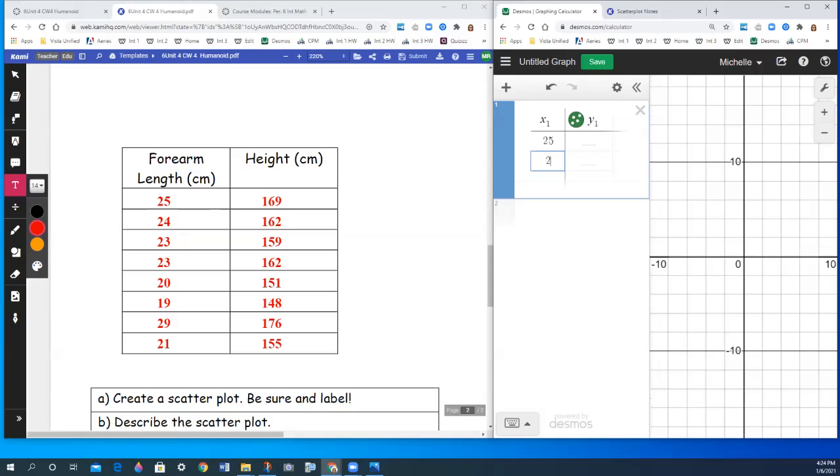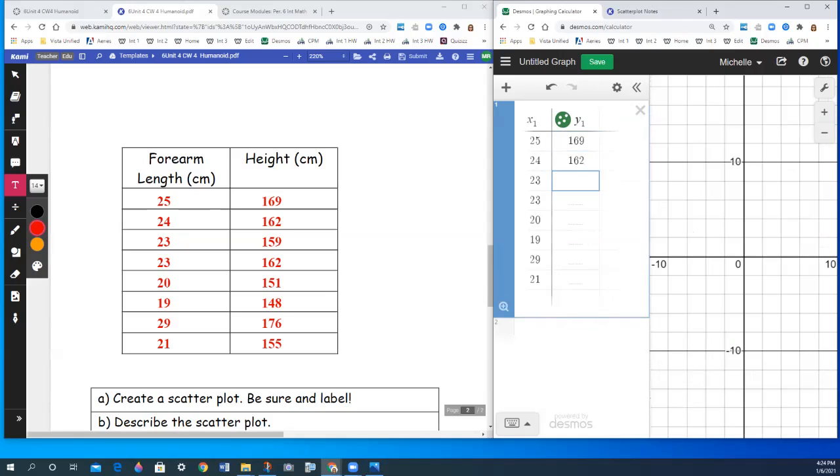Okay. So 25, 24, 23, 23 again, 20, 19, 29, 21. And I'm going to match up the Y's. 169, 162, 159, 162, 151, 148, 176, and 155. Okay.